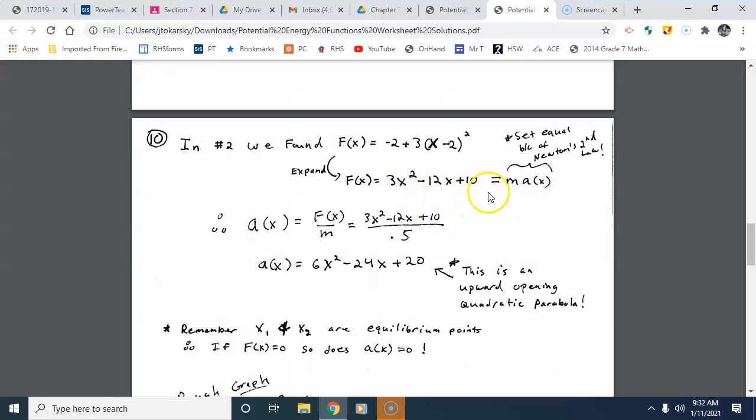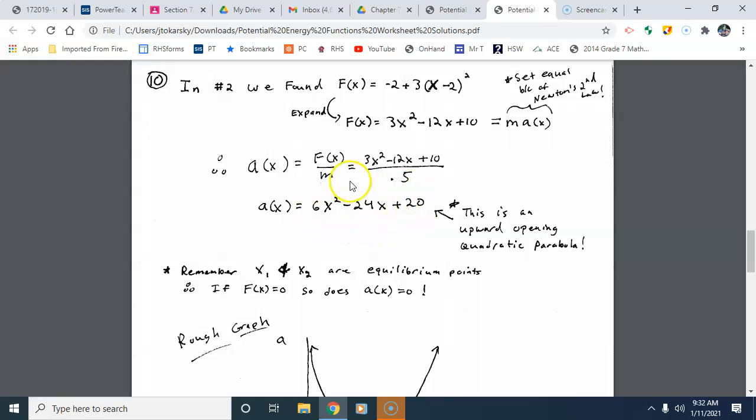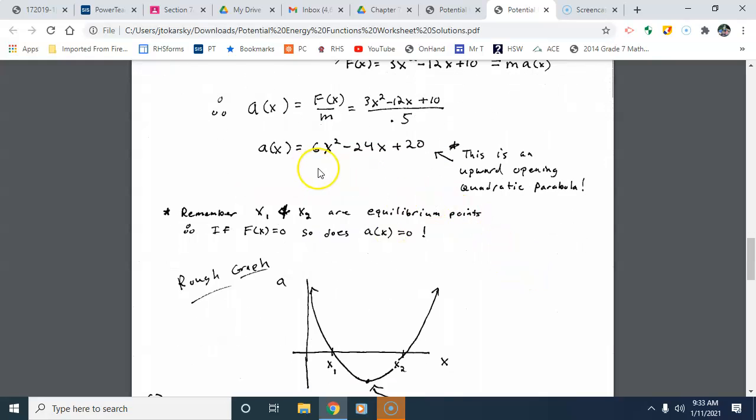The only reason I set this equal to ma is because of Newton's second law, which should be legal, right? And we know the mass. So if I want the acceleration function, and I already have the force function, I could divide by the mass that was known, 0.5 kilograms, to the other side, right? Make sense? And since I have it in expanded form, I could divide every term by 0.5, right? So that's what I did here. If I divide every term by 0.5, it doesn't change the fact that it's quadratic, but it changes the coefficients, right? So at this point, this is where we could think of some basic features of a quadratic.